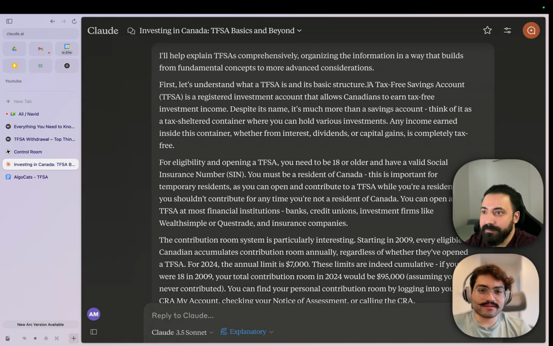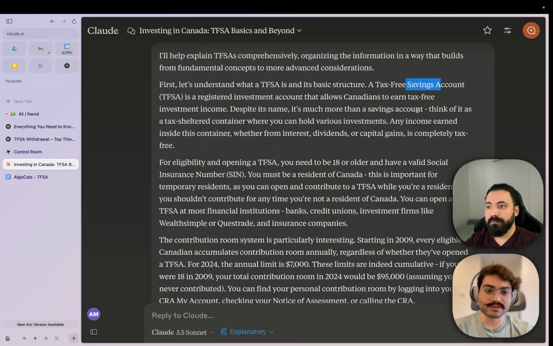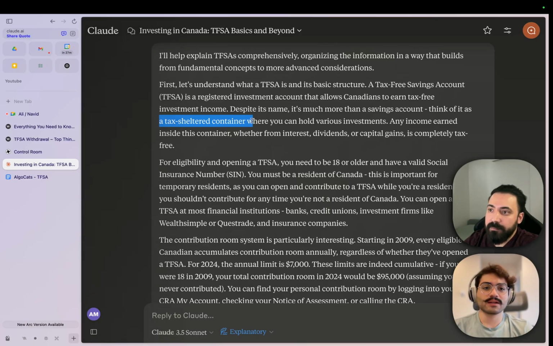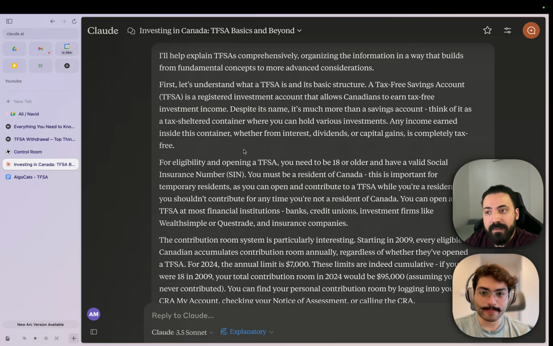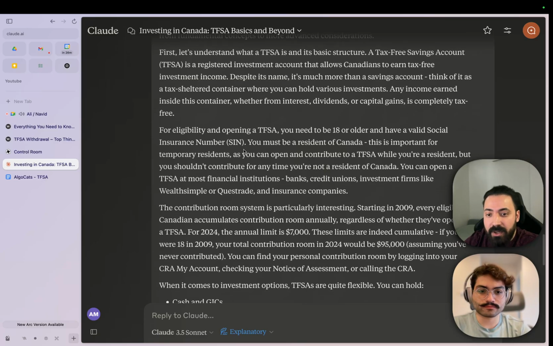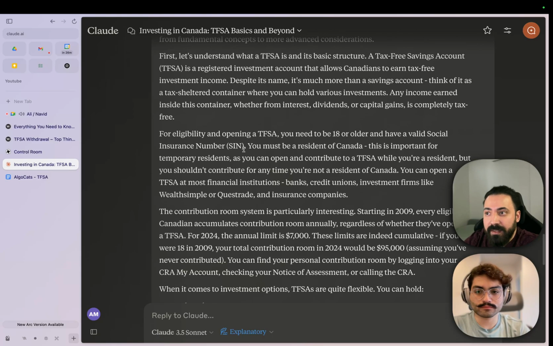So basically, TFSA, as Navid said, is one of the registered investment accounts, and you put your savings there, and it's tax-free investment income. It says it's much more than a savings account. Think of it as a tax-sheltered container, in which any income from interest, dividends, capital gains is tax free. So basically, anything that is in it and grows is tax free. Unlike savings accounts, which are kind of non-registered accounts where you are supposed to pay tax, TFSA is tax sheltered and you can get tax benefits on your gains, and basically you can invest without paying taxes. Of course, legally, not illegally.